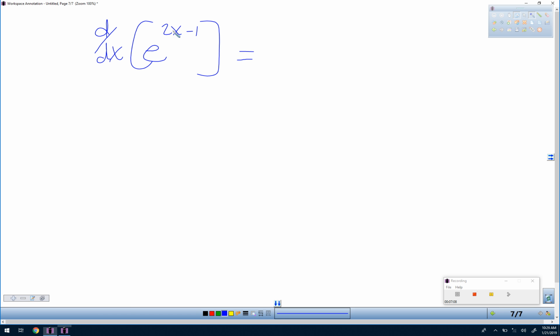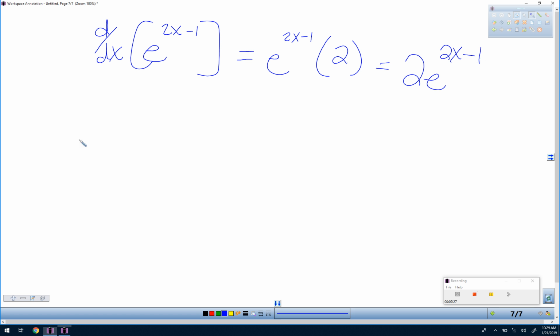So the derivative of this would be: the 2x minus 1 is inside of the e function. So the e function is my outer function. So the derivative of the outside would be e to the 2x minus 1. I just leave that alone, then go back and take the derivative of the inside function, which will be 2. So that just gives me 2e to the 2x minus 1.